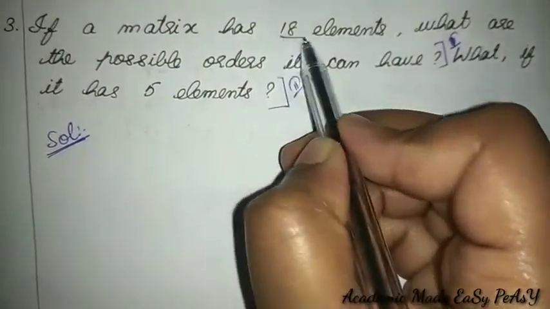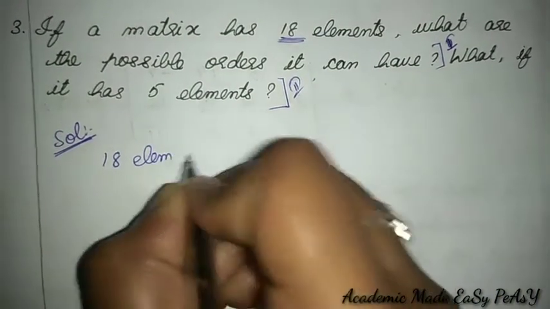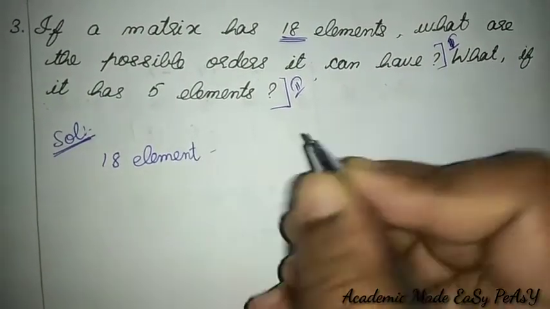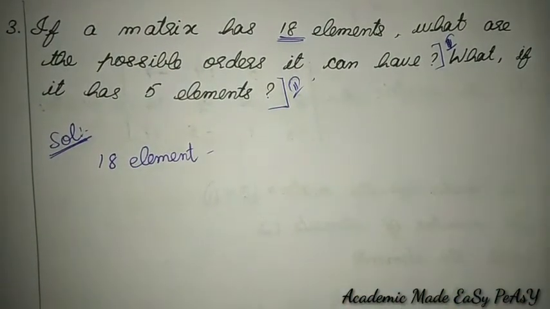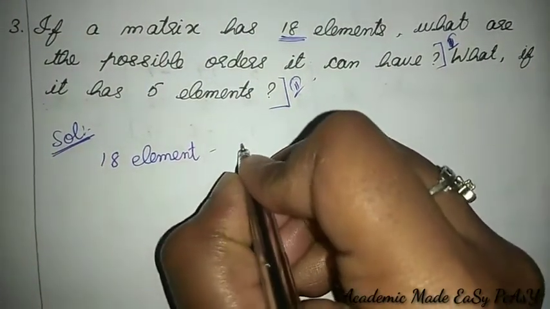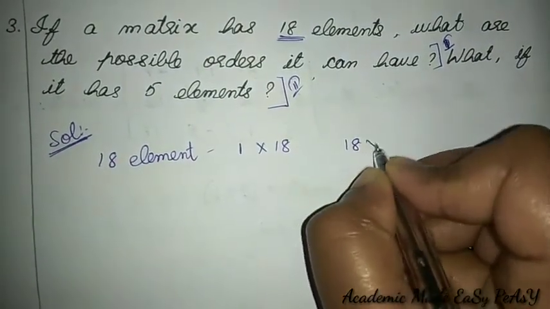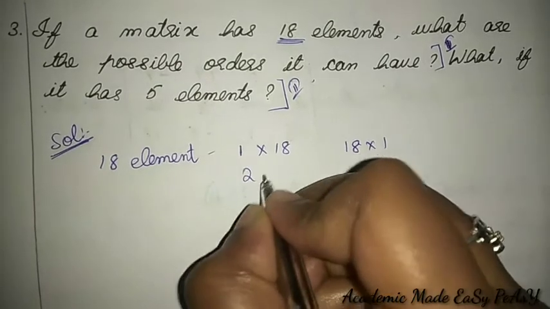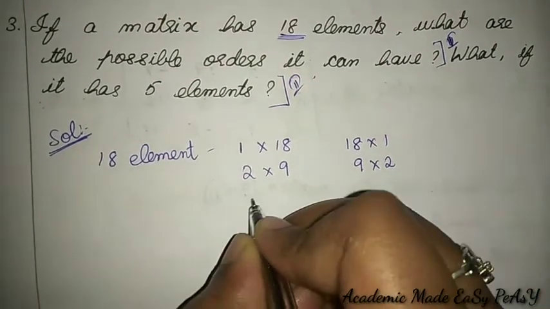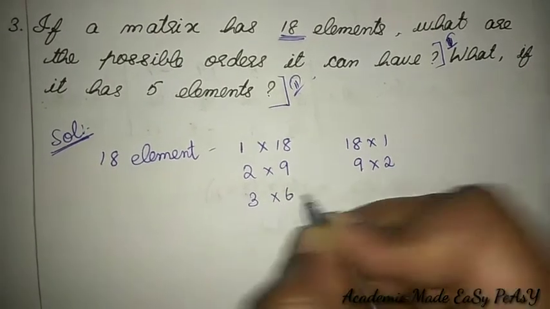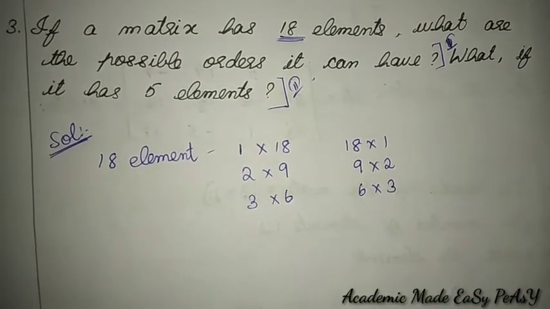So what they have asked, total elements is 18. So 18 elements. Then in what all tables do I get 18? I have to check now. So first table is 18. So correspondingly, I'm just writing 18 into 1. Then in two tables, 2 9s and 9 into 2. And in three tables, 3 into 6 and 6 into 3.